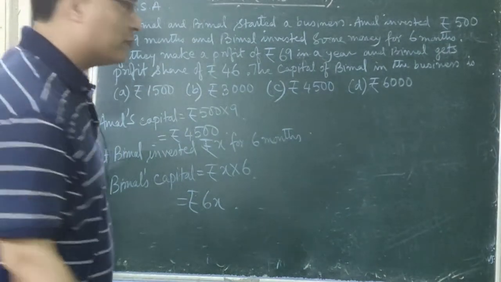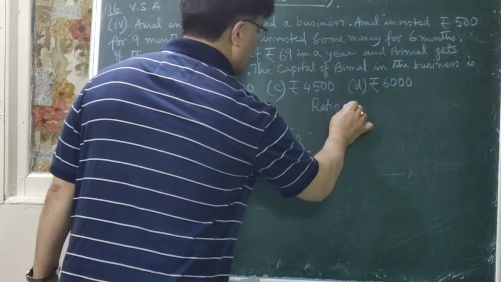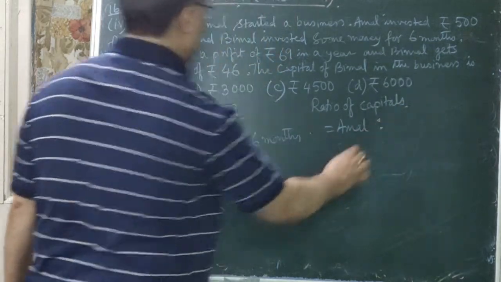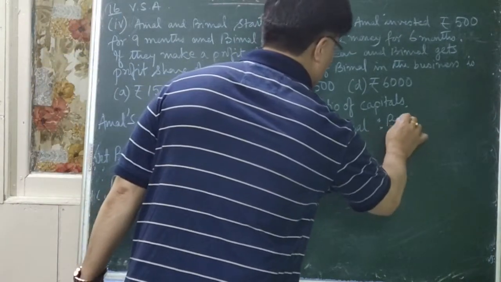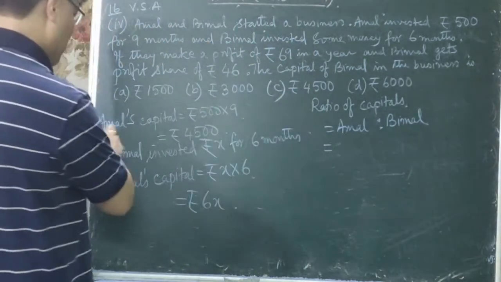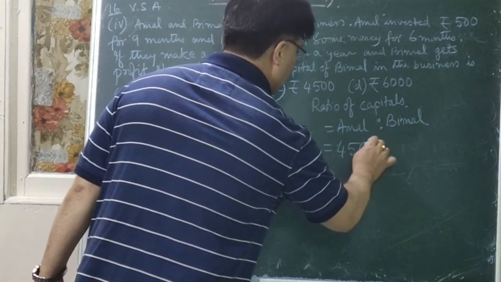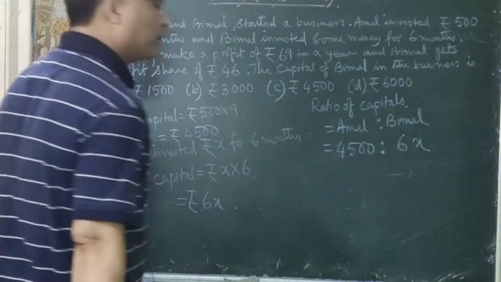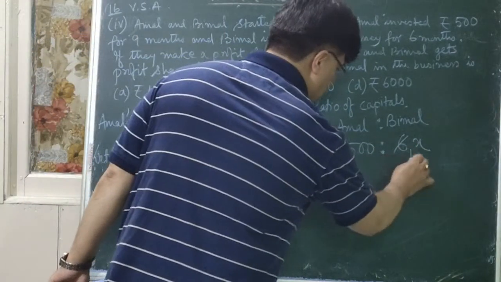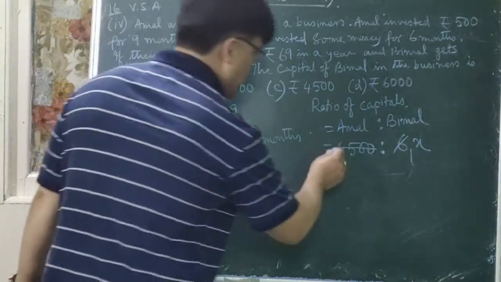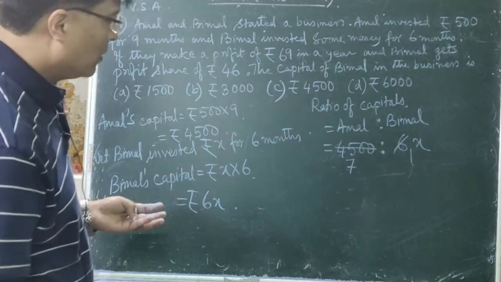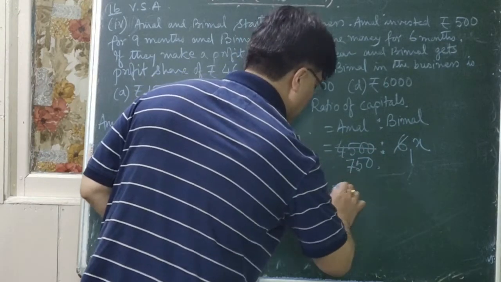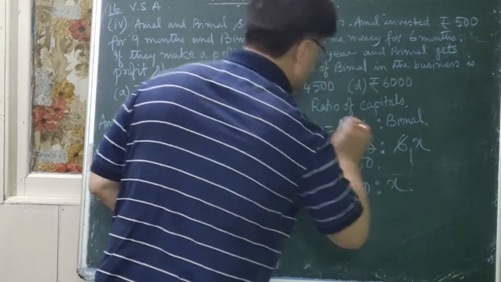Now let us get the ratio of their capitals. So ratio of capitals is equal to Amal is to Bimal. Amal is 4500, right? And Bimal is rupees 6x. So 6 ones are 6, and dividing through by 6, 6 7s are 42, 45 minus 42 is 3, 30, 6 5s are 30, which is equal to 750 is to x.